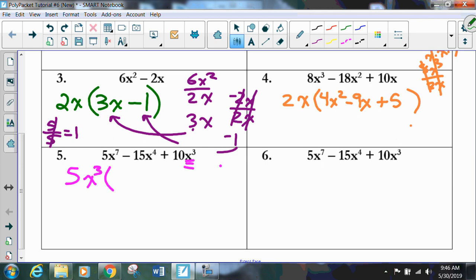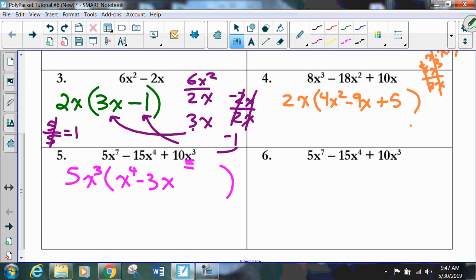All right, so here we go. We're going to say 5x cubed times what is going to give me 5x to the 7th. Well, we know that we already have the 5, so we just need x to the 4th. Does that make sense? 5x cubed times x to the 4th is 5x to the 7th. Okay. 5x cubed times what is going to give me negative 15x to the 4th? Well, 5 times negative 3 will give me the negative 15. X cubed times x will give me the x to the 4th.